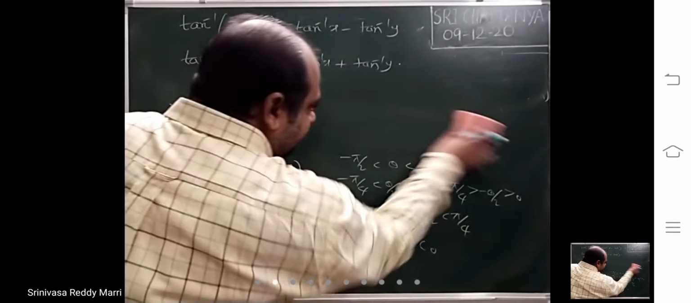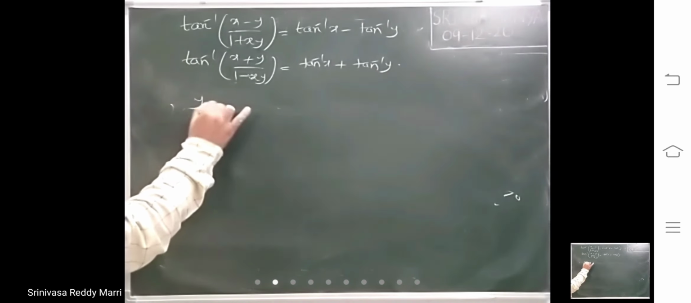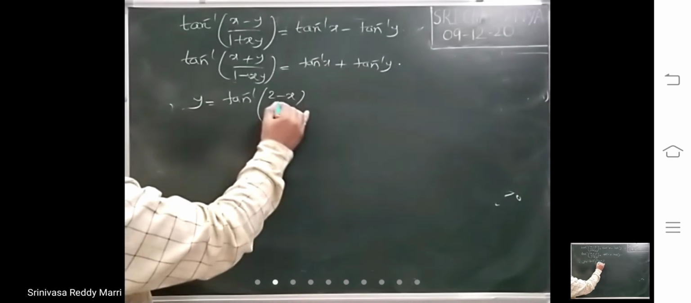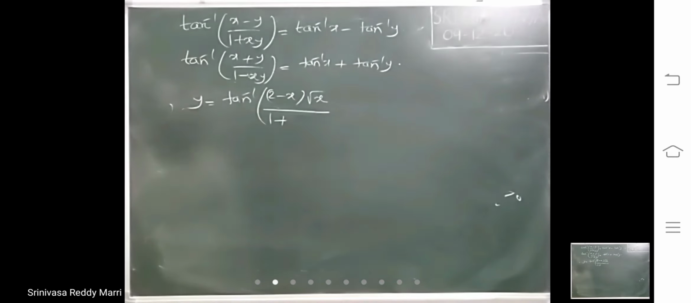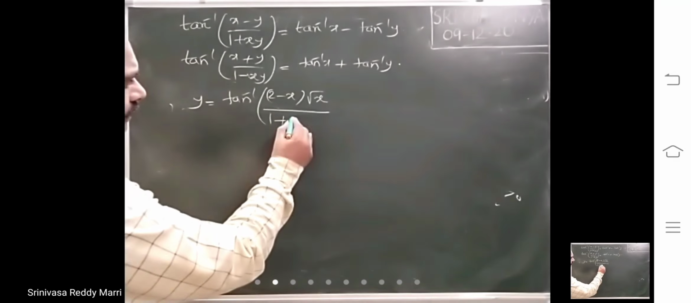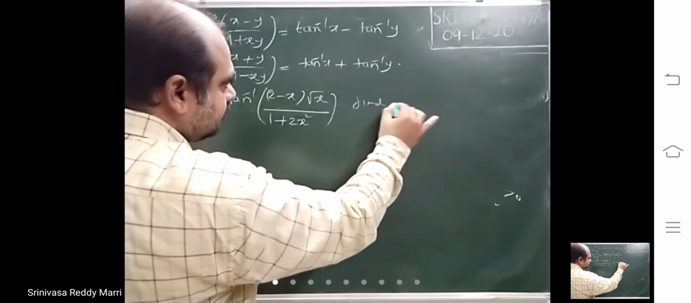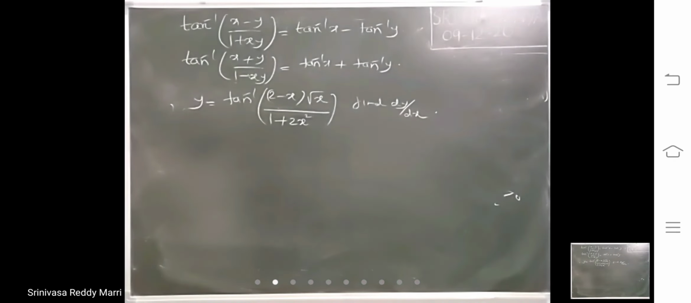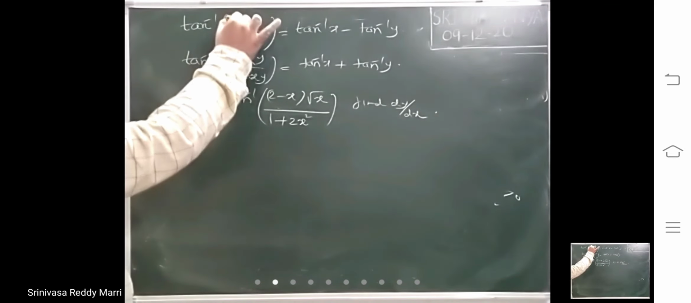Suppose, take one problem: tan inverse of 2 root x divided by 1 plus 2x square. Take this problem, find dy by dx. If you directly differentiate this very large expression, it is difficult. Always try to convert into this form.